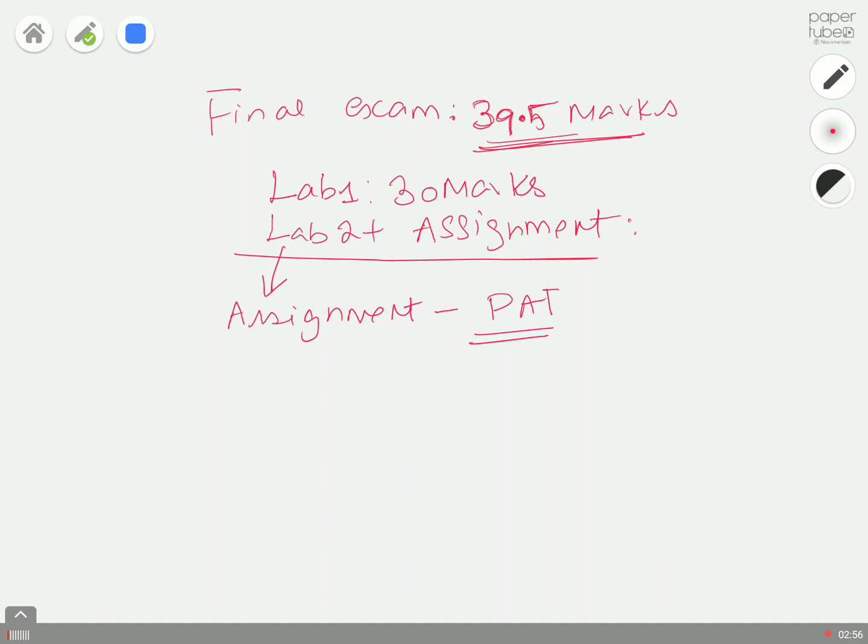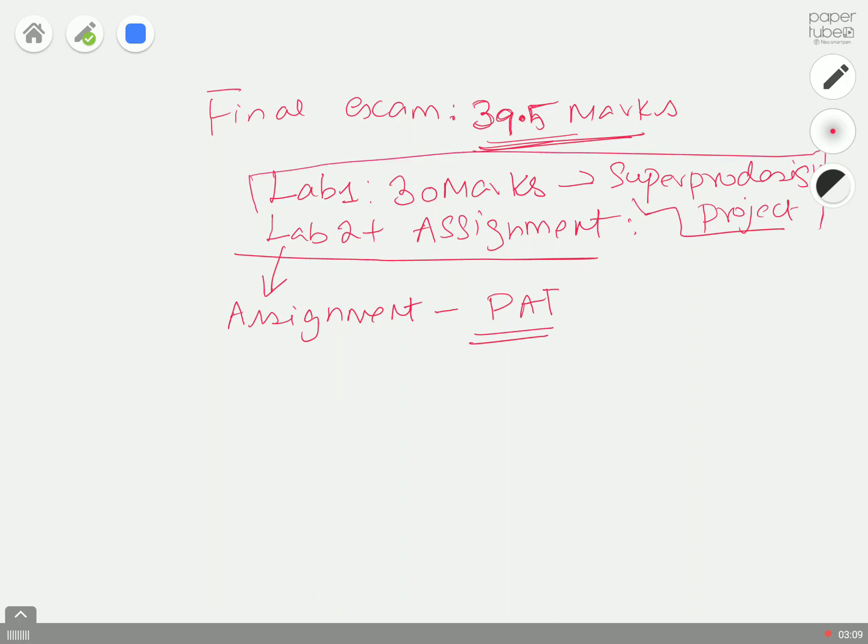So lab 1 is 30 marks. This is your SuperPro Designer project. Last year the students got very good marks with this SuperPro Designer project. Both engineering students and students who do not have an engineering background solved it. Then lab 2 plus assignment, this is part 2. This is something new I'm introducing this year for this module.